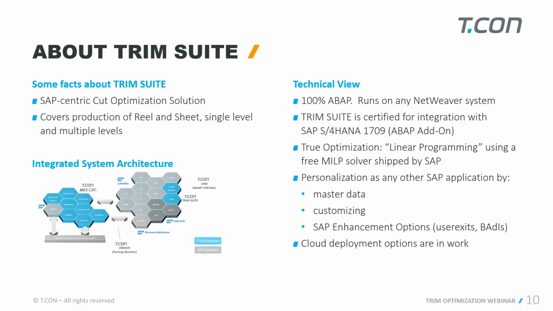Now, what is the main point about this Trim Suite that comes from T.CON? As you might know, there are a couple of products available on the market that cover this challenge very well. The main difference is that the Trim Suite is coded 100% in ABAP, so it's running on SAP technology. All you need is a NetWeaver system. It runs on ERP, it runs on S/4HANA, on APO. You could even run it on HR or CRM if you want to do that. The solution itself, not only the interface to the planning system, is certified by now.